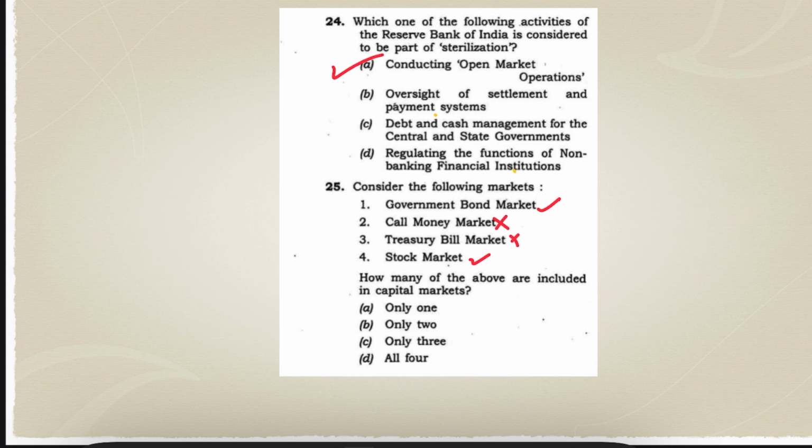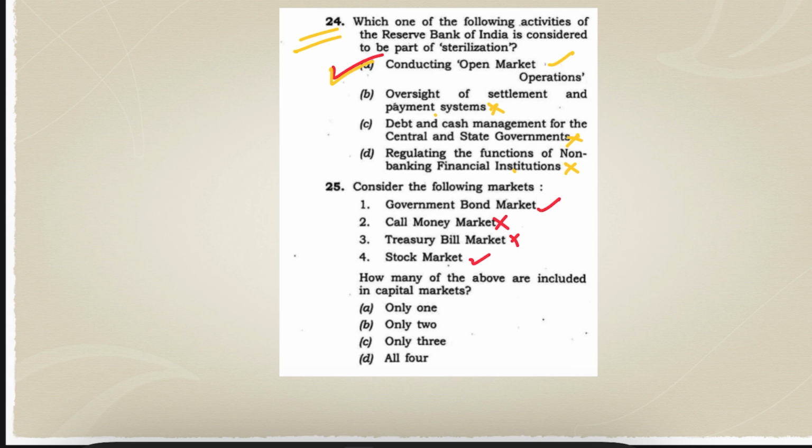Oversight of the settlement and payment system, this is no. We'll put a cross mark beside it. Then coming to option C, debt and cash management of the central and state governments, this option is also wrong, so we'll put a cross mark in front of it. Option D, regulating the functions of non-banking financial institutions, this statement is also wrong, so I'll finally mark option A as my answer, put a double tick indicating that I'm 100% sure of its answer, and I'll finally mark option A as my answer to question number 24 in my OMR sheet.